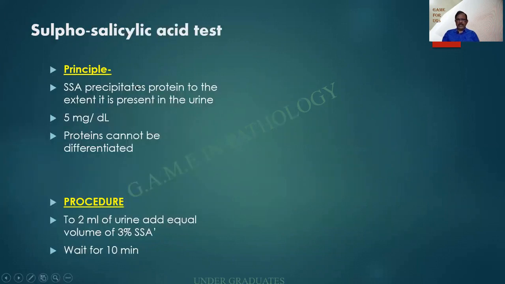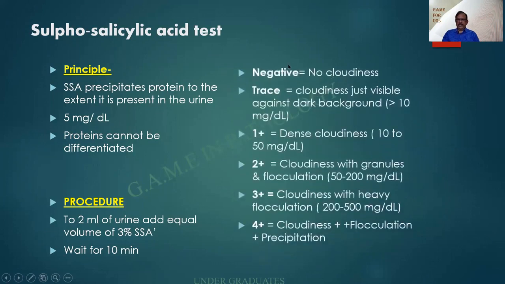Sulfosalicylic acid is another one. The procedure and the principle are given over here. Please read it. And this is the way we grade it. 1+ to 4+. And 1+, it indicates 10 to 50 milligrams. 2+ is 50 to 200 milligrams. 3+ is 200 to 500. And 4+ is cloudiness with precipitation more than 500 milligrams. So this will be the grading.